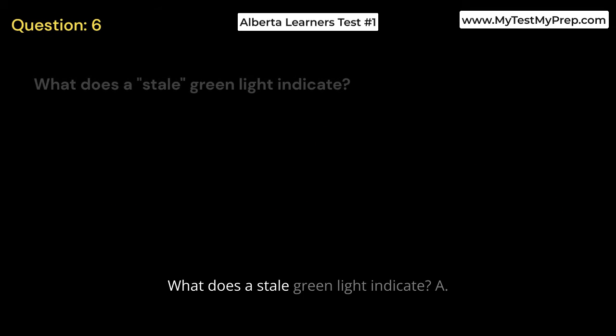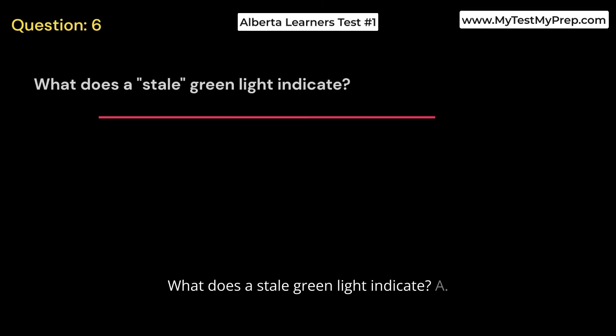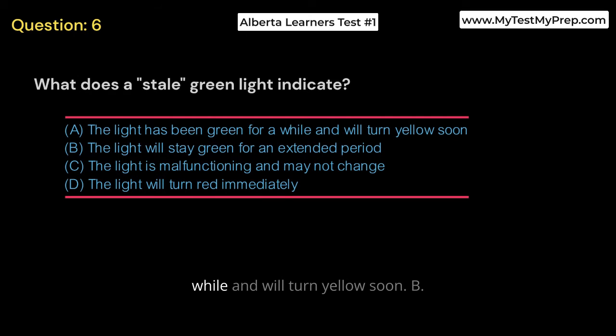What does a stale green light indicate? A. The light has been green for a while and will turn yellow soon. B. The light will stay green for an extended period. C. The light is malfunctioning and may not change. D. The light will turn red immediately. Answer A. The light has been green for a while and will turn yellow soon.